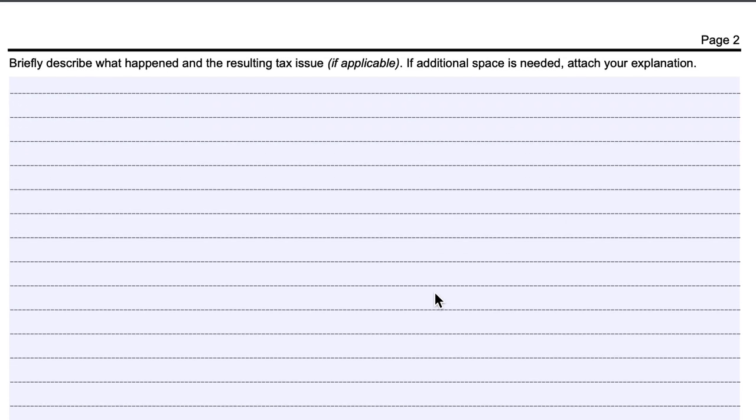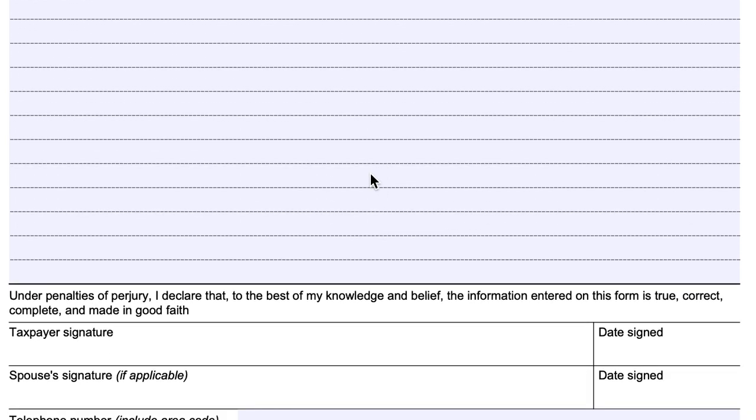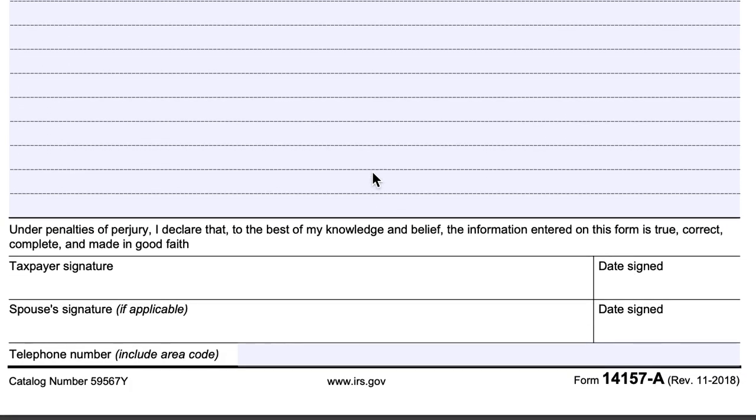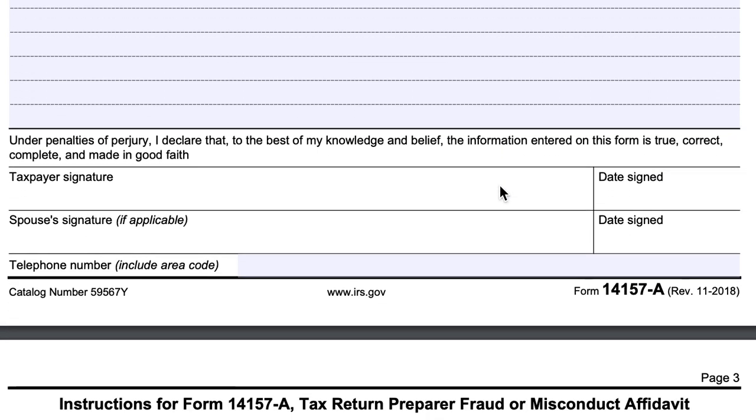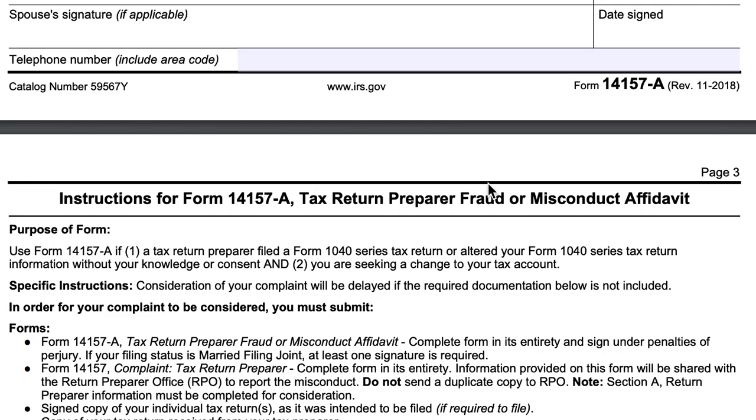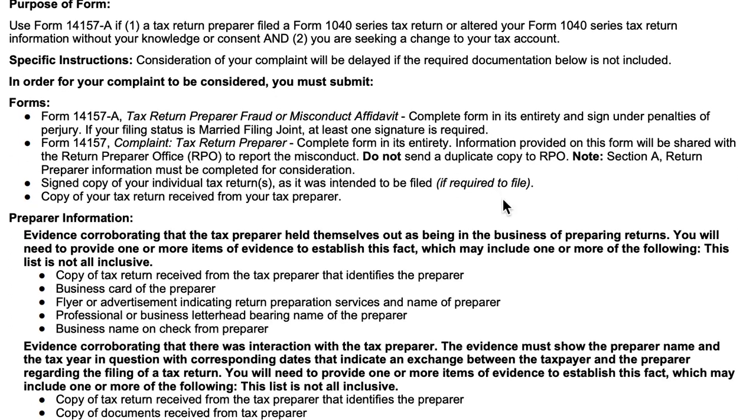On page 2 of this form, you're simply going to briefly describe what happened and the tax issue that resulted from this incident. And if you need additional space, you've got this entire form. It's a blank form. At the bottom, there will be signature space for you and your spouse. Include your phone number so that the Internal Revenue Service can follow up with a phone call. Fortunately, on the back of this form, there's some decent information, some more detailed instructions.